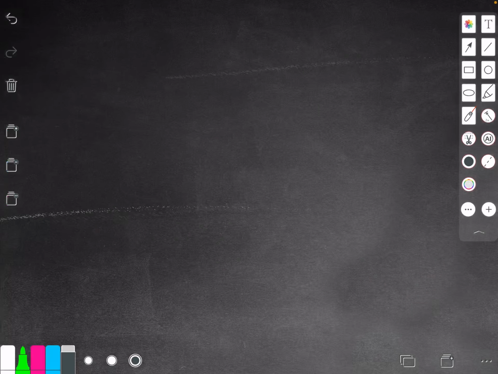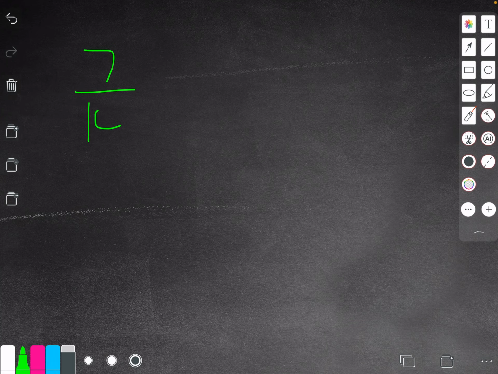Really quickly, let's look at subtraction. We follow the same exact steps. Let's look at something like 7/14 minus 2/7. So our first step, again, is going to be to find that common denominator. Our denominators here are 14 and 7. Well, is there one that's greater than the other one? Yes, 14 is greater than 7.